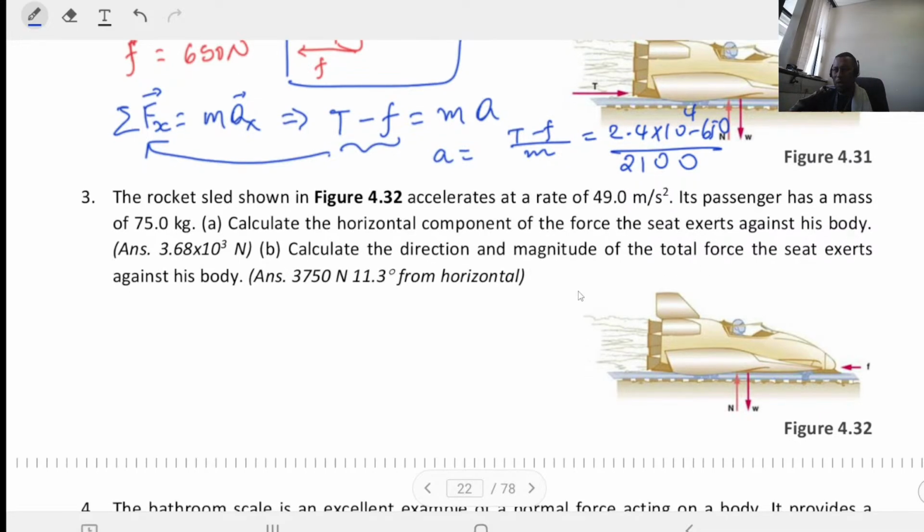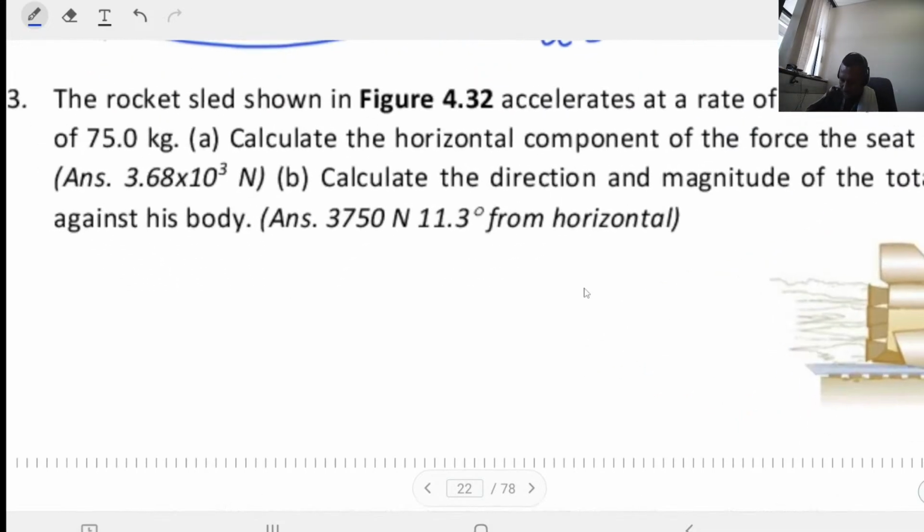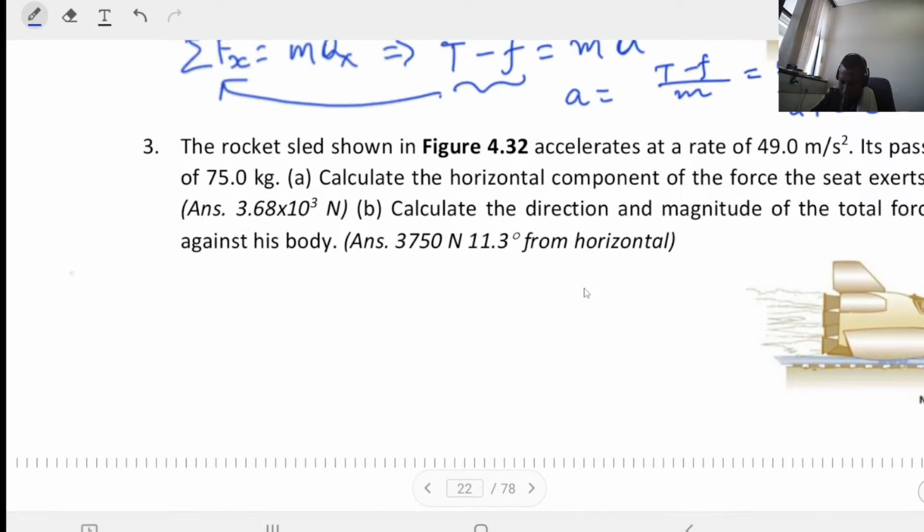If you think of it, this is a chair, and you're sitting here, this is your head, your body. The chair actually pushes you forward with a certain force. That's what your body feels. Remember, your gravity is also mg. We're going to work it out. I don't think they are looking for mg at this stage.